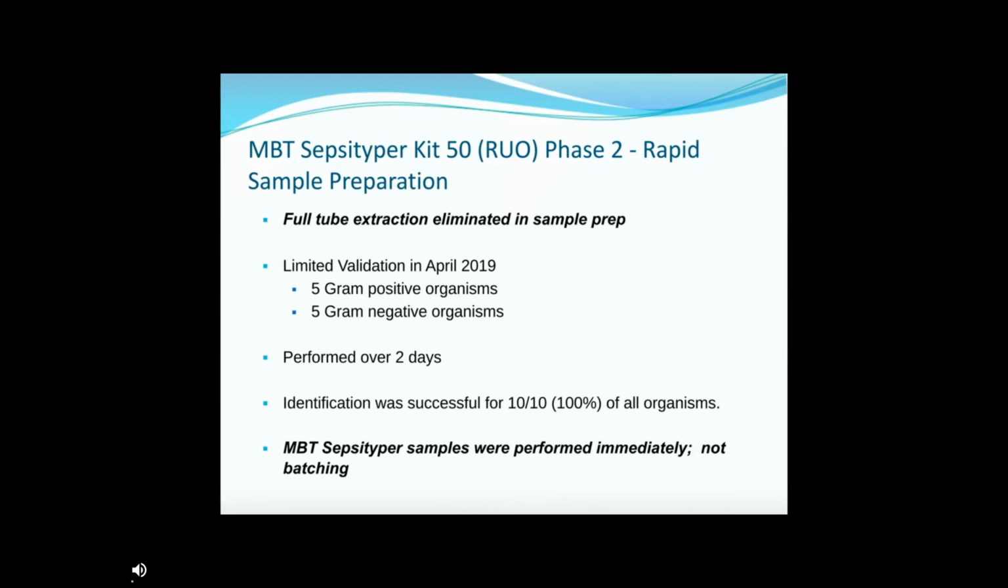The difference between this rapid sample preparation versus the original Sepsityper is that because we were doing an extraction, when we were doing our workflow, we decided to batch our blood cultures. We would call the gram stain, but we would batch the blood, and when we had a decent amount, then we would perform the Sepsityper. So the difference now is with this rapid sample, because we don't have that extraction anymore, we're able to do this as they come in without having to wait and batch, and now it's just done individually as it happens.